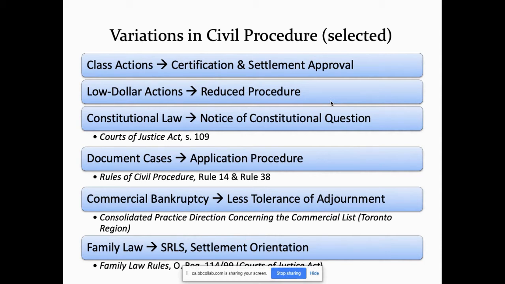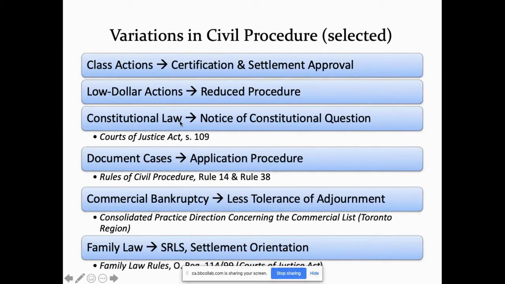Don't need to know this for the exam, but I'm just flagging it is out there for you. And then if you go below $25,000, you're in small claims, where again, all the stages are still there, but everything is curtailed and restricted to try to create a mechanism of adjudication which can be used proportionately, which is not too expensive to be worth it for what they're talking about.